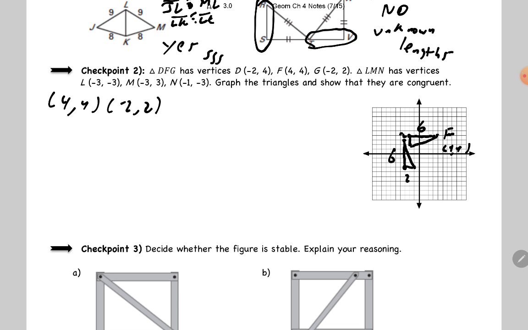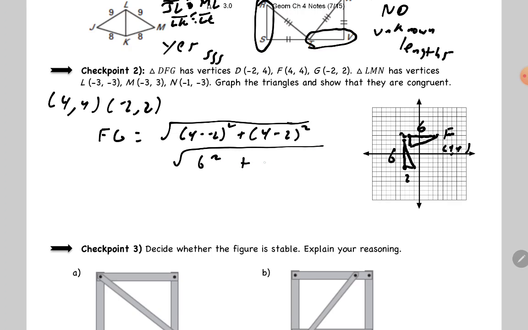Sorry, lost my train of thought. Here we go. So that's 4, 4. So this is FG. So let's find the length of FG here. And that's equal to the square root of, I'm just going to do left minus right. So 4 minus minus 2 plus 4 minus 2. So this would be 6 squared plus 2 squared. So 36 plus 4 is the square root of 40.